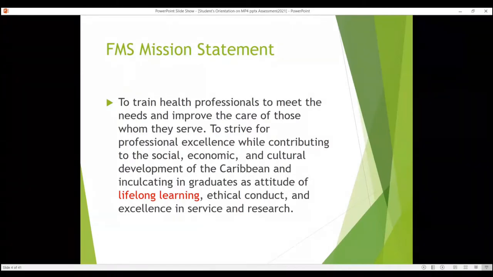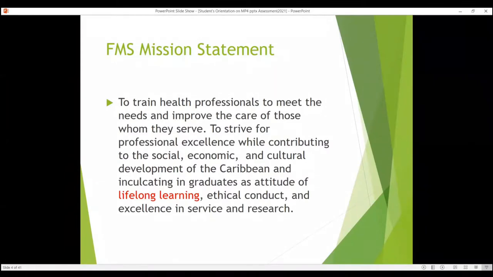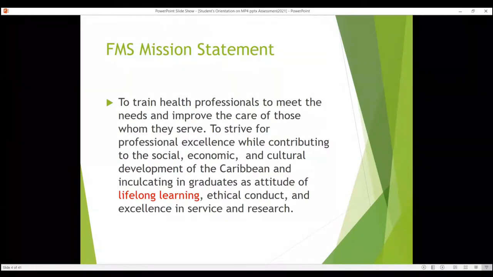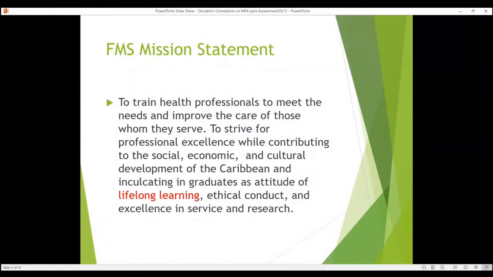Now, what is the FMS mission statement? To train health professionals to meet the needs and improve the care of those whom they serve. To strive for excellence while contributing to the social, economic, and cultural development of the Caribbean and inculcating graduate attitudes of what? Lifelong learning. The key word is lifelong learning, along with ethical conduct and excellence in service and research.